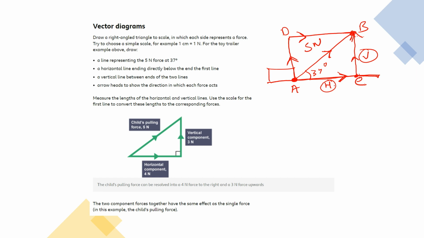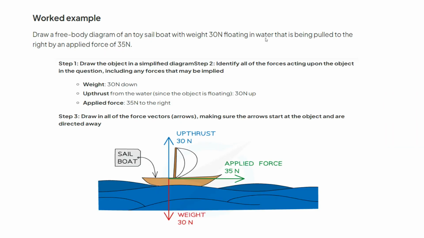Now if you want to reach from this point to this point, you can reach in this way, or you can reach directly in this way. That is called a vector diagram. So what we see is a line representing 5 newtons at 37 degrees, a horizontal line ending directly below the end of the first line, a vertical line between the ends of the two lines, and arrowheads to show the direction of the forces. This gives you the vector diagram.